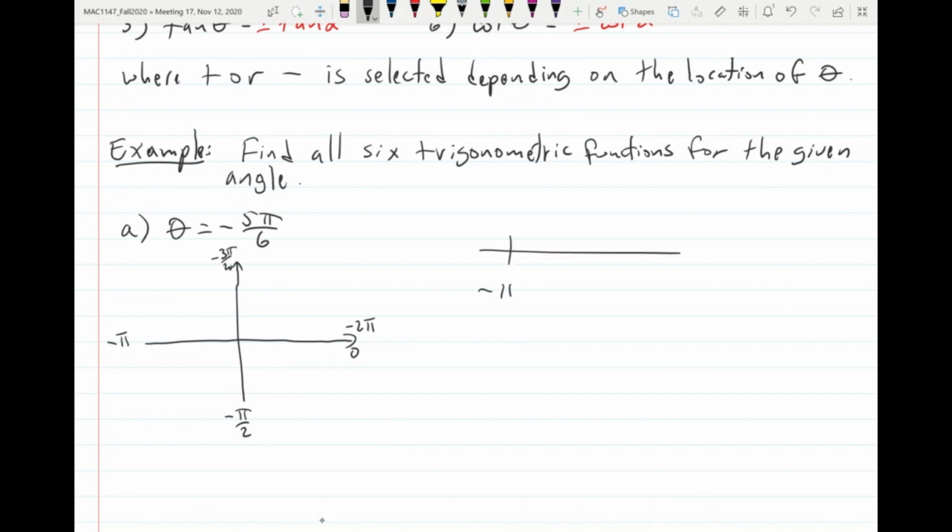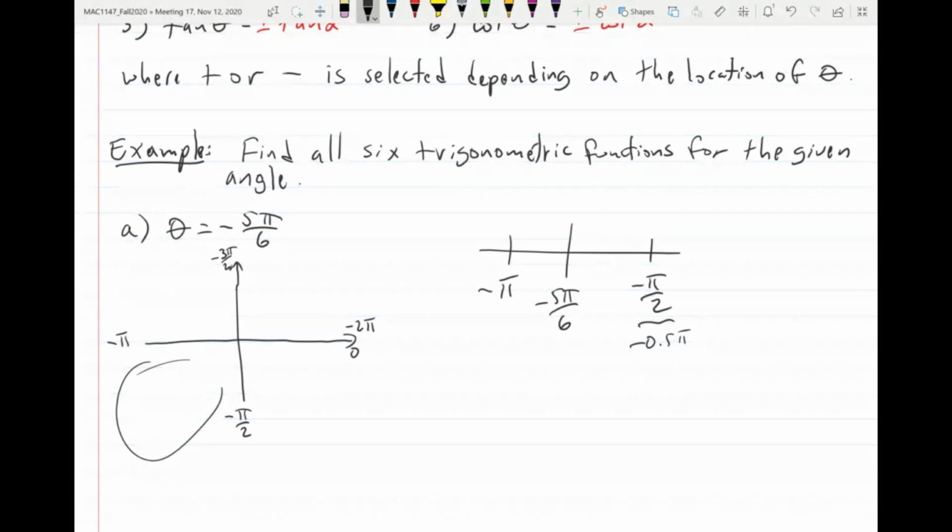So here is negative pi. Here is negative pi over 2. So I'm talking about this quadrant right here. And then we're going to have that number in here, negative 5 pi over 6. Because remember, this is negative 0.5 pi, and the other one is negative 1 pi. So this is negative 0.83 repeated, and then pi. So this is going to land in this quadrant, and that happens to be quadrant 3.